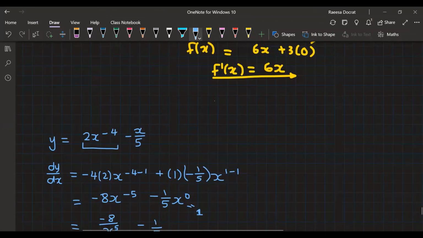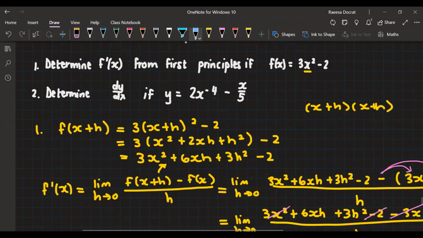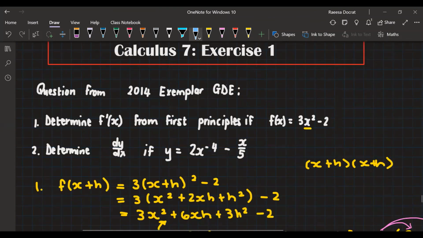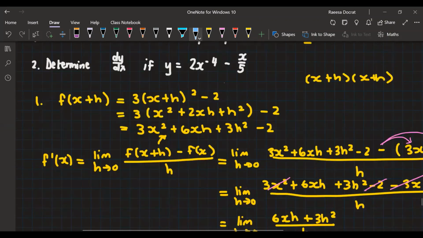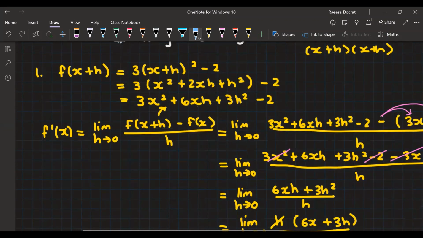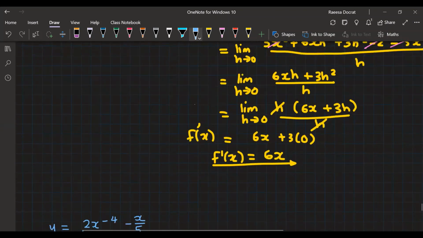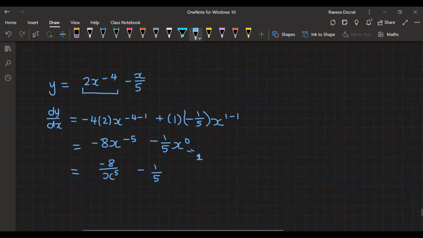Please make sure that you have understood and been able to do this question. If you have not, if you struggled with the first principles, please go and review our video on calculating the derivative by first principles. And if you had a problem with using the rule, then please go ahead and look at those videos and make sure you understand it.